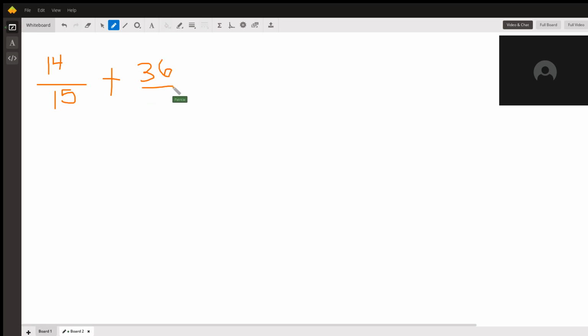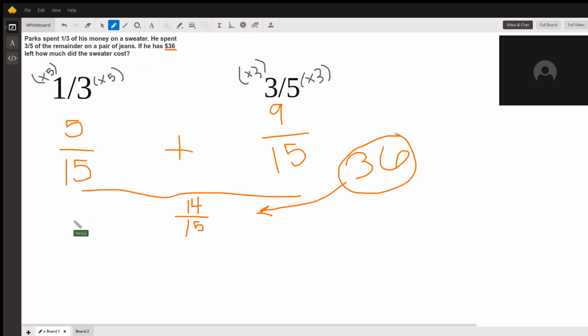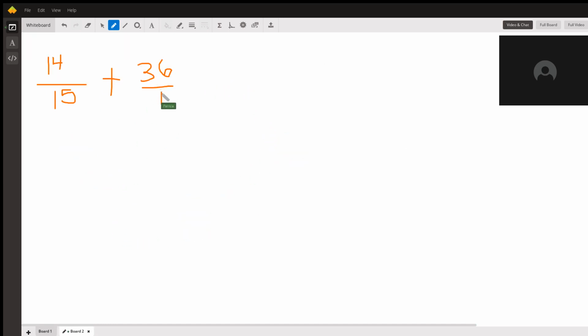So right now we're just going to put it over 1, but we've got to do the same thing that we did on this side as we did here, how we had to find the common denominator. We have to do the same thing on this side. So you want to find your common denominator of 15 and 1, and both of those can go into 15. So we're going to go ahead and put this one here. So we're just going to do the bottom by 15 and the top by 15.